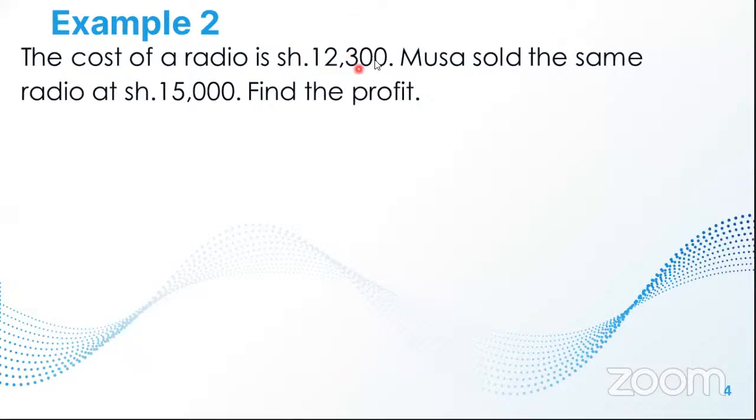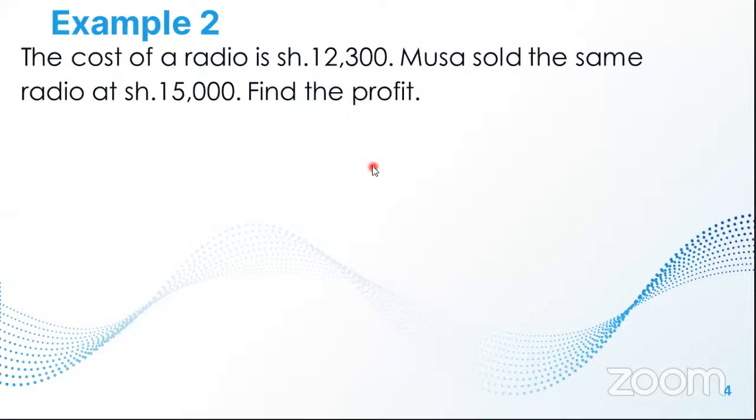That is the cost of the radio. That's the buying price of the radio. You bought a radio at 12,300. Then after, Musa sold the same radio at 15,000. You see, 15,000 is the selling price. And the selling price is more than the buying price or the cost price. So the cost price is 12,000. So you can see 15 is more. So now find the profit.